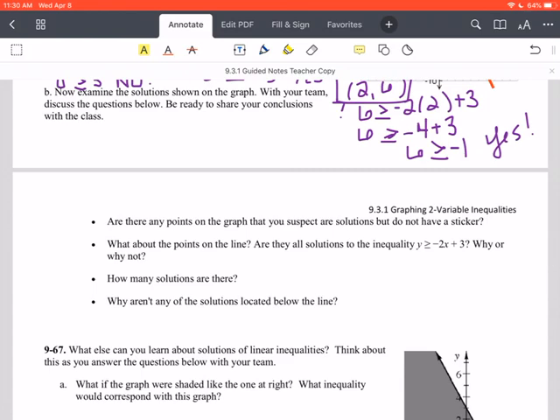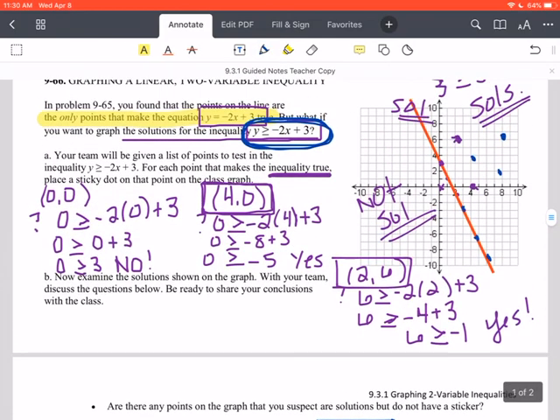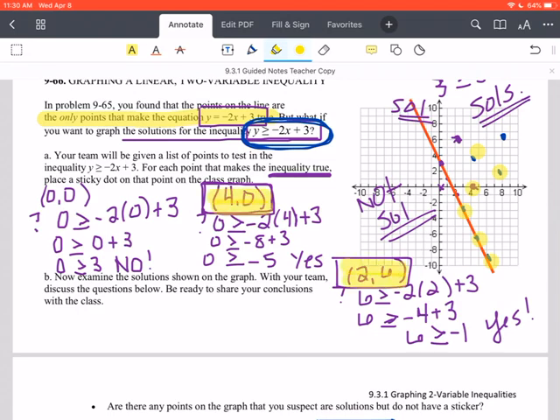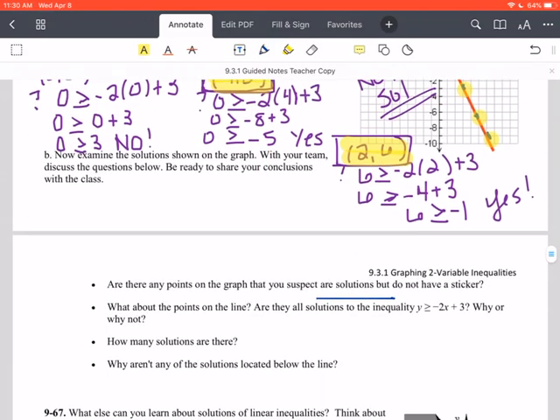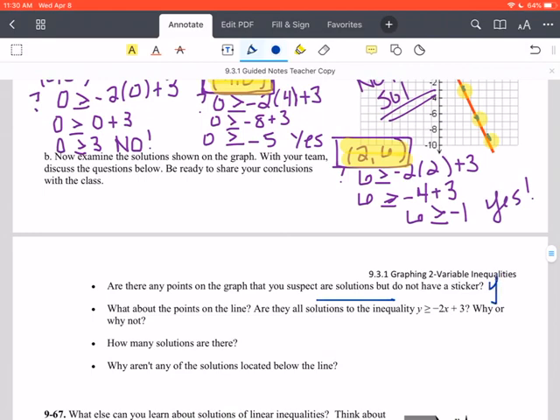First of all, are there any points that we suspect are indeed solutions but don't have a sticker or a point? Well, I think I just made that clear by saying we didn't really check these, but I'm guessing that they're going to work based on the pattern that we saw from a few sample points. We're catching on to the pattern that everything to the right of the line and on the line is going to work. So the answer in this case would be yes.